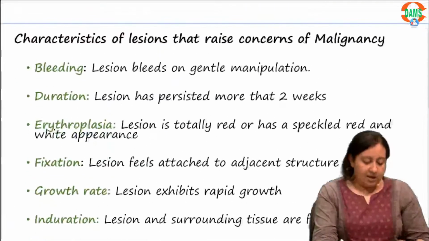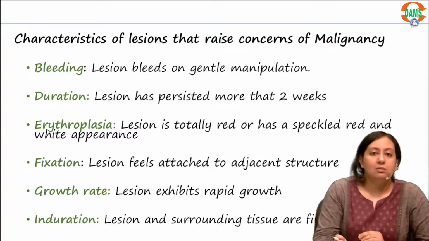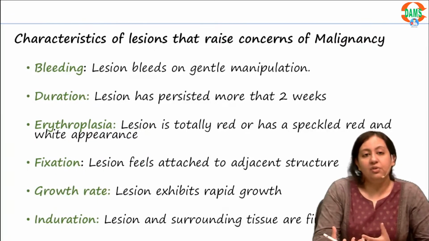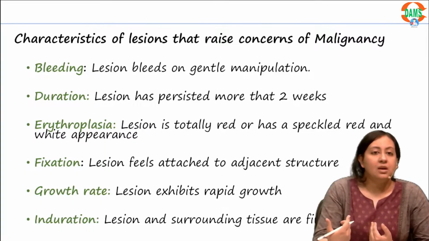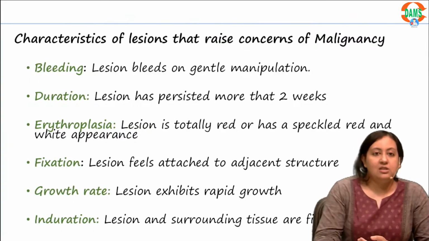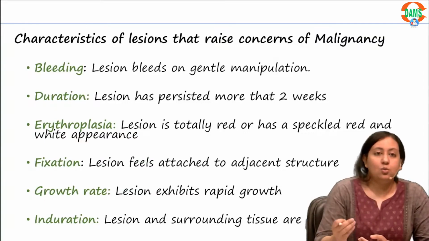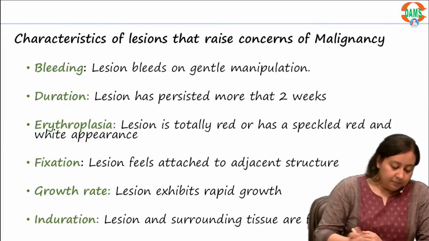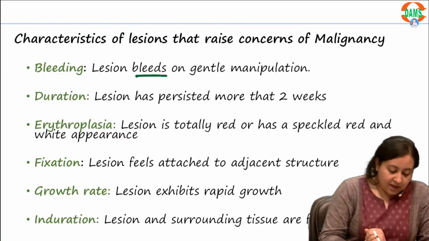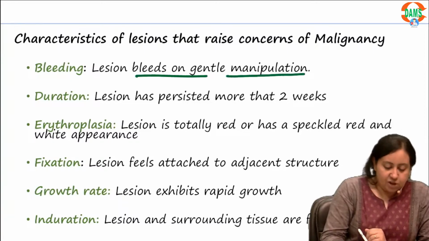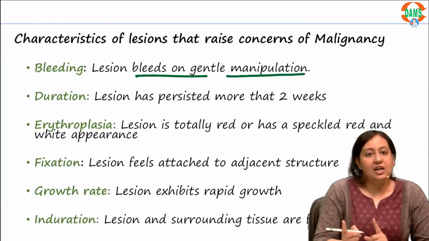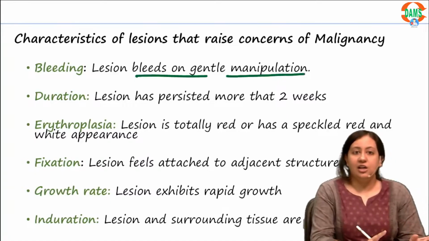Now, we had said that lesions which point towards malignancy, or which have characteristics of malignancy or are suspicious for malignancy. So, which are those lesions? Lesions that bleed on gentle manipulation or touch. Alright, so a bleeding lesion is an indication for biopsy.